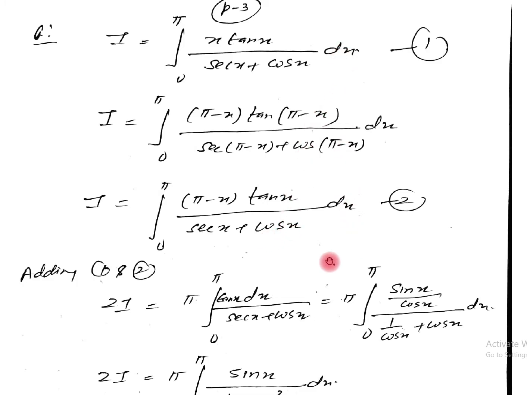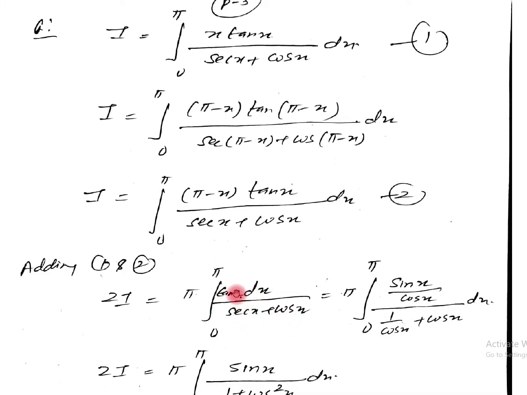Now adding 1 and 2, the left hand side becomes 2I. When we add these two terms, the x term from the numerator will be cancelled out. We are left with pi times integral 0 to pi of tan x upon (sec x plus cos x).